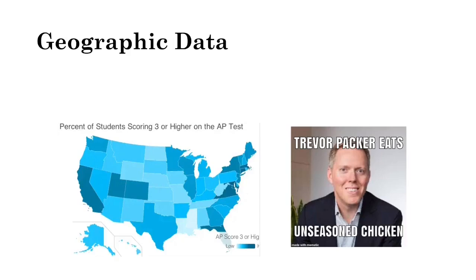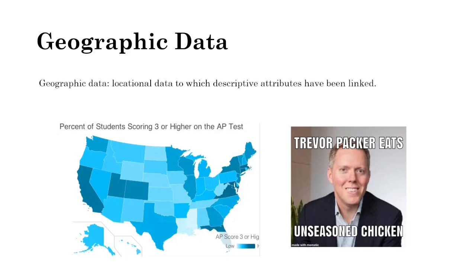All right, so now we're going to talk about geographic data. You probably know what geographic data is. Geographic data is locational data, so it's data tied to a place. It's tied to a location where there's descriptive attributes. So geographic data, for example, could be where in the United States do students score the best on AP tests, or in which states do the most students fail AP tests.